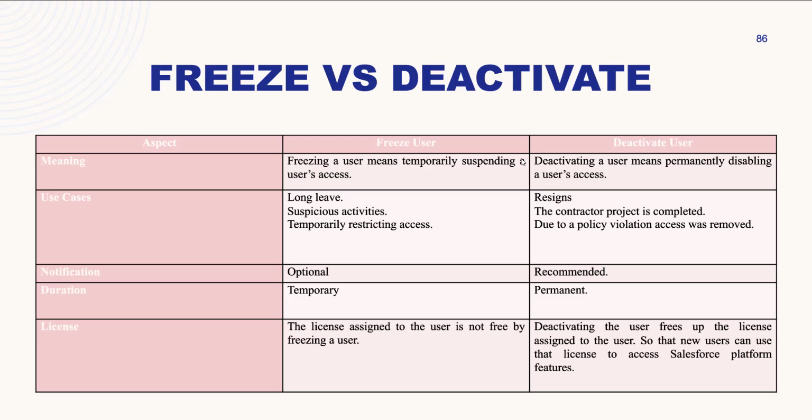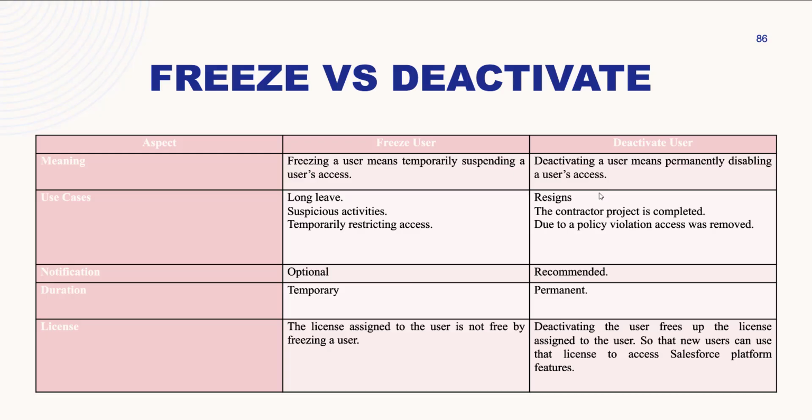Now the main and the most important difference between the two is the license. In case of a frozen user, the license assigned to the user is not freed by freezing the user. Okay, the license is always occupied if you freeze the user. But when you are deactivating the user, it frees up the license so that a new user can use that license to access the Salesforce platform. So I hope you clearly understand the difference between freezing and deactivating a user account.